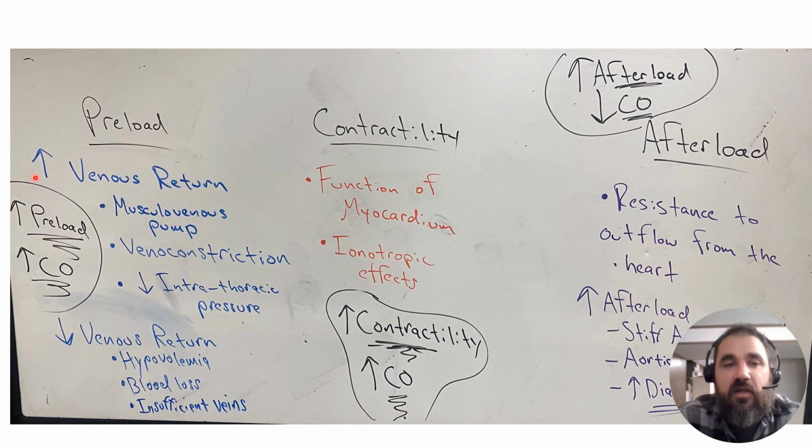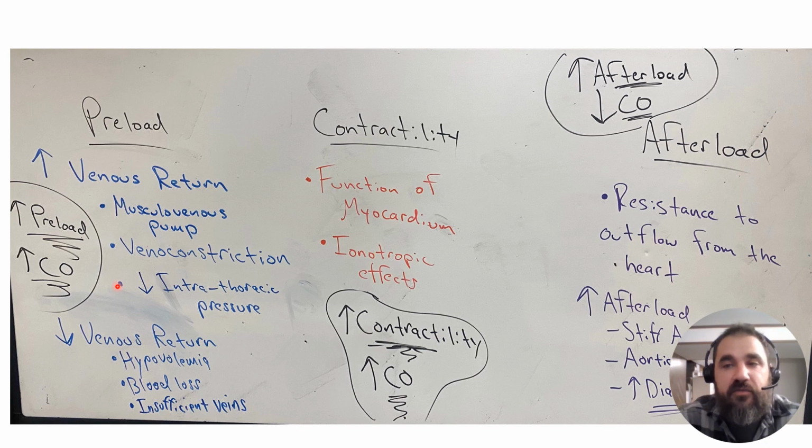Hopefully that makes sense. So how do we increase preload? It's just our venous return. So the musculovenous pump, so muscle contraction in the lower extremities and trunk, will help push more blood back to the heart. Venoconstriction, so more sympathetic stimulation of the veins, will cause the veins to constrict and also return more blood to the heart. And also decreasing intrathoracic pressure. If the pressure in our thorax decreases, there's less external force on the superior and inferior vena cava. That's going to allow more blood to return to the heart.